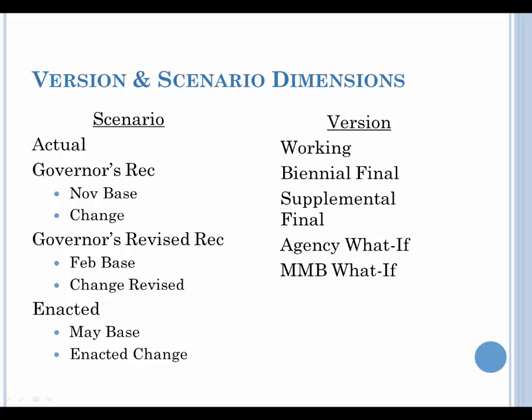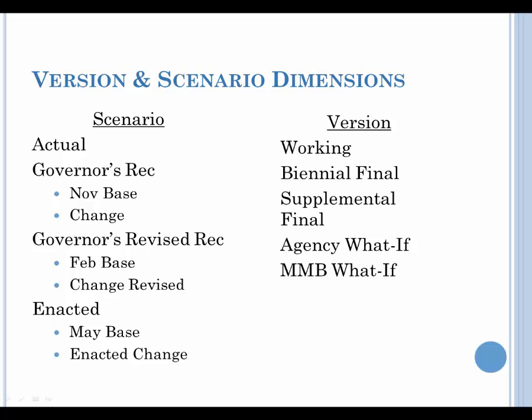All entry is made at the working version, and when we are done and publish this data, we copy it into the final version. The first year of the biennium, we copy our working data to biennial final. We then enter data again in the working version. The second year of the biennium, we copy data to the supplemental final version.